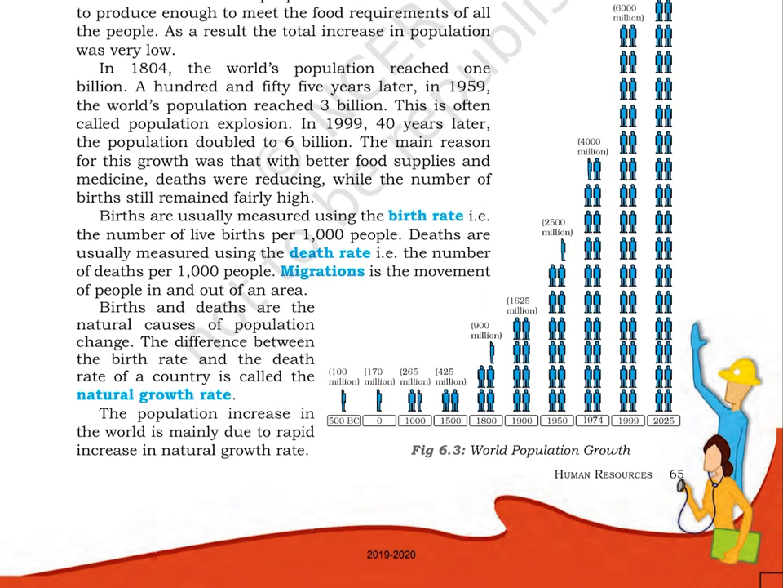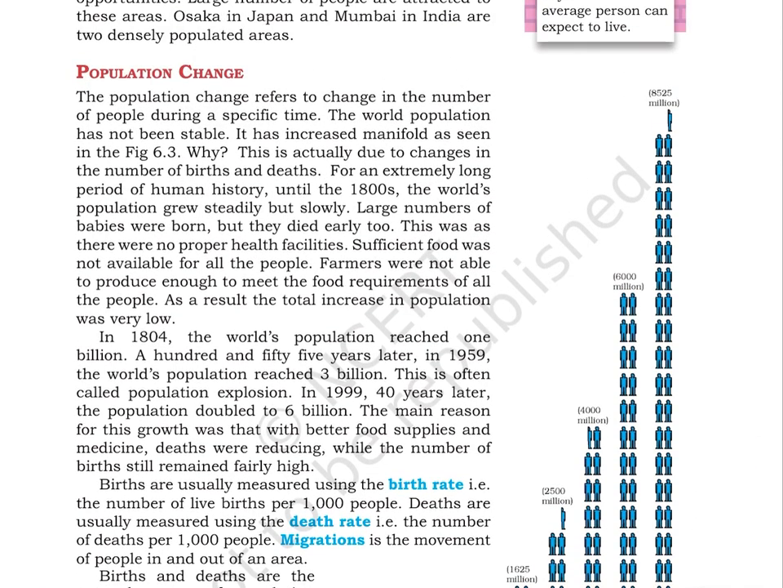Then, in the year 1800, the world population was 900 million. Then, in year 1900, the world population increased to 1625 million. Then, in the year 1950, it increased to 2500 million. Then, in the year 1974, it increased to 4000 million. Then, in 1999, it increased to 6000 million. And it is also depicted in the diagram that in year 2025, the world population will be 8525 million.